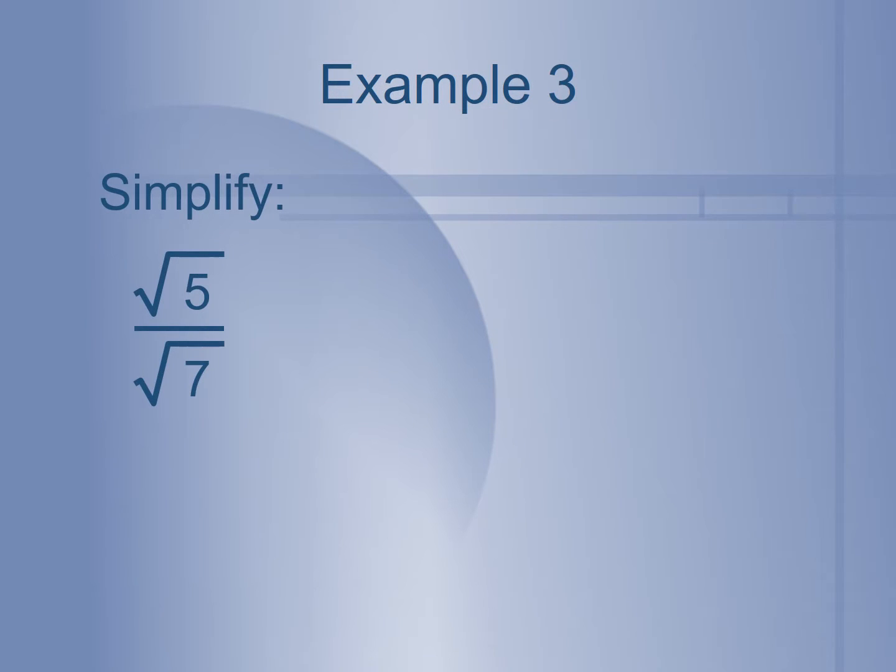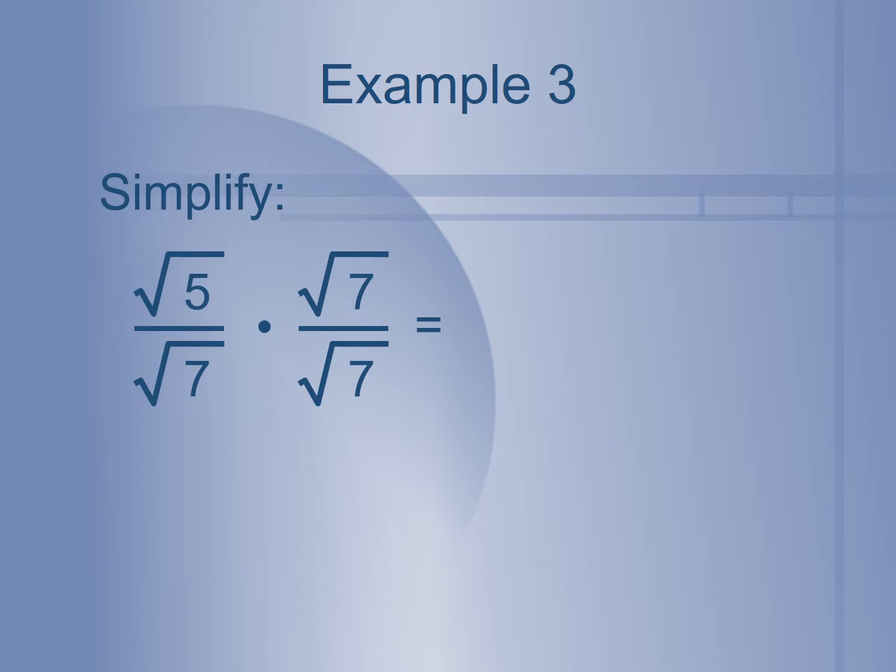So first we have the square root of 5 over the square root of 7. So because we have the square root of 7 in the denominator, that is not okay. We're going to use the product property, and we're going to multiply the numerator and the denominator by the square root of 7, which is essentially multiplying by 1, because the square root of 7 over the square root of 7 is the same as 1. And you can multiply anything by 1 and it still is itself, because anything times 1 is itself.